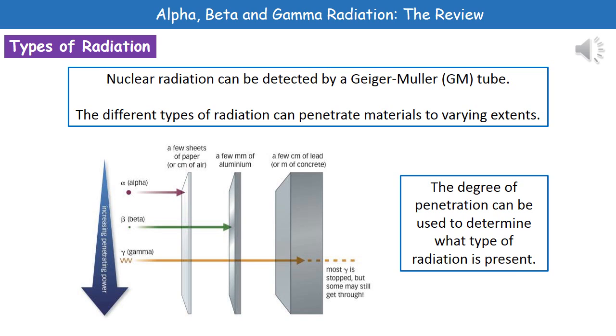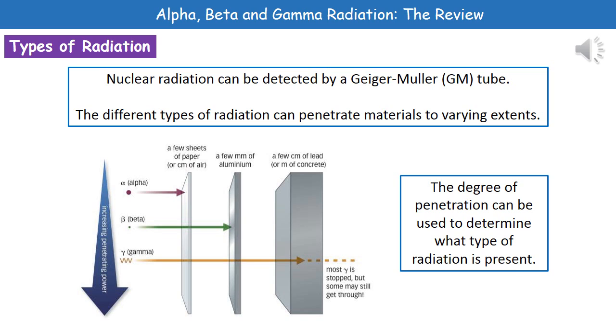The beta particle is our next most penetrating, if you like, and this one will be stopped by a few millimeters of aluminium. And finally, our gamma ray, this is the most penetrating of all three. So the only way we can stop our gamma ray is with actually using meters worth of concrete or several centimeters of lead, and even in those cases there is the risk that some can still get through it. So gamma is the most penetrating, alpha is the least penetrating. And remember, we can actually use the degree of penetration then to work out what type of radiation is present.